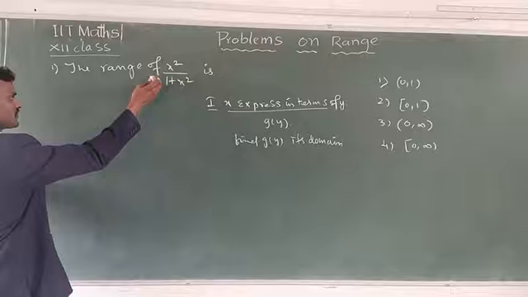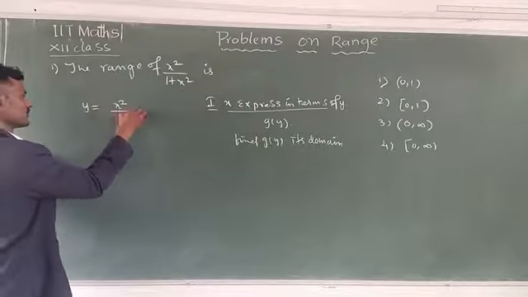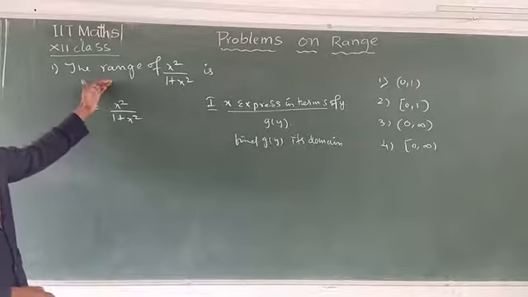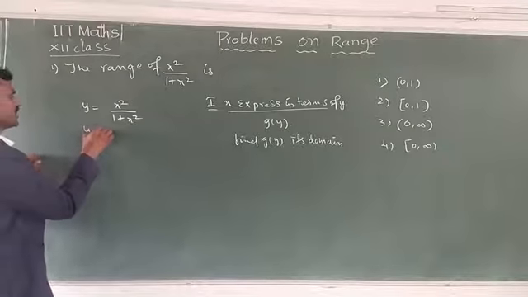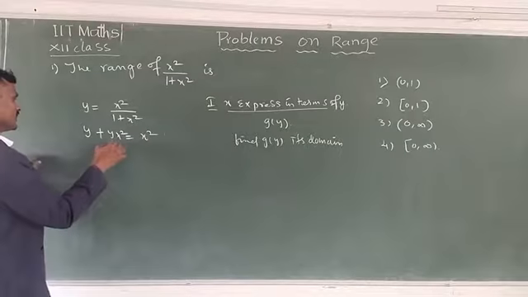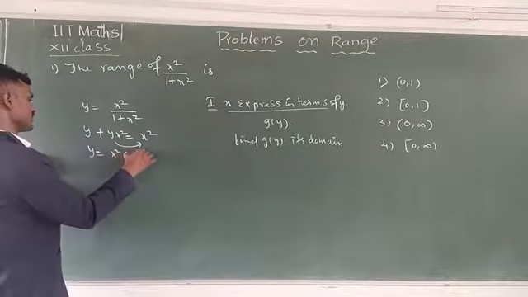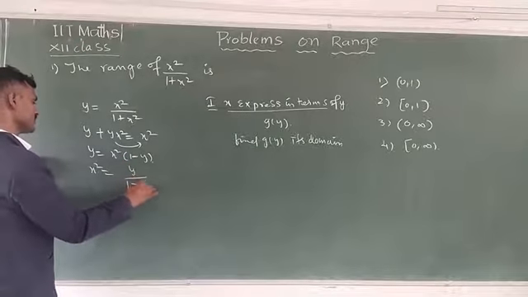First we express this function in terms of y. Then y is equal to x square by 1 plus x square. Actually this is f of x, and f of x means y. Cross multiply: y plus y x square is equal to x square. Then send that to this side: y is equal to x square into 1 minus y. Now we want x square, which is y by 1 minus y.